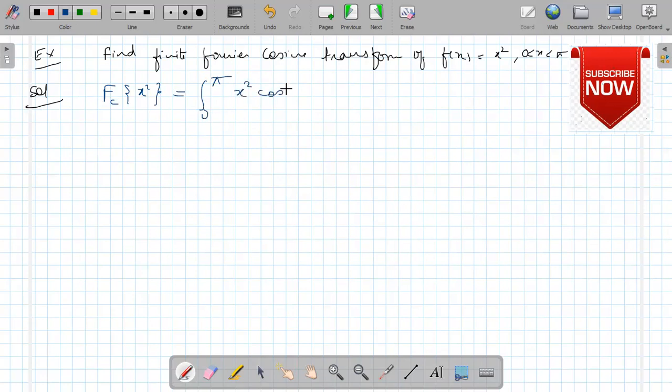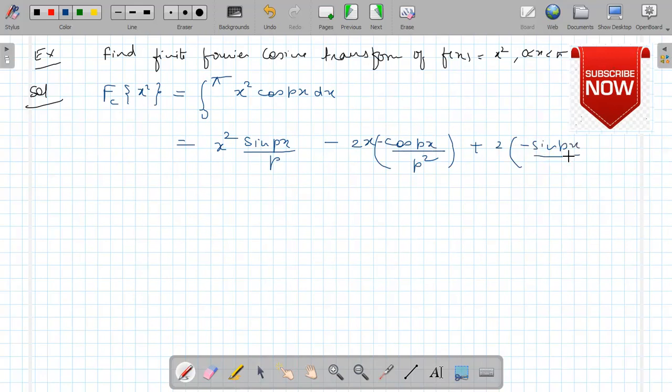of x squared cos(px) dx, because it is cos(pπx/π), so π will cancel the π in the denominator, so we have px here. So we integrate this by parts. x squared sin(px) over p, minus 2x cos(px) over p squared, plus 2 times minus sin(px) over p cubed.